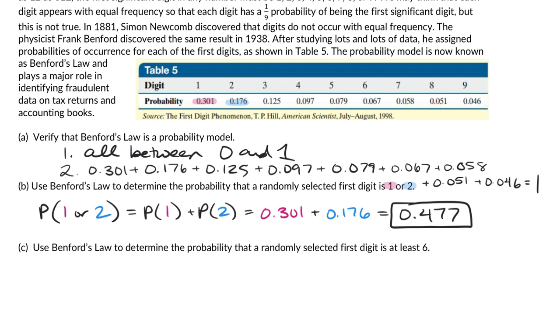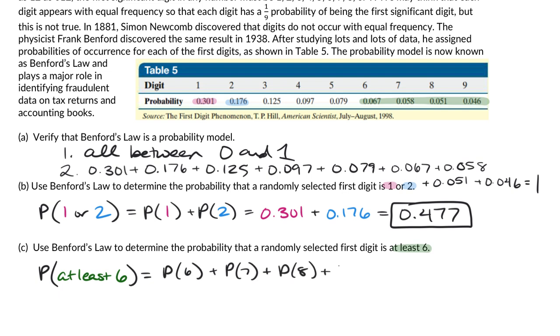We can also extend this addition rule to more than just two things. So if I was looking to see the probability that a randomly selected first digit is at least 6, that means I'm looking to see if it is 6, 7, 8, or 9. Those are all at least 6. So the probability that we are looking for something that is at least 6 will be the probability that it is 6 plus the probability that it is 7 plus the probability that it is 8 plus the probability that it is 9, because those are all disjoint events. They can't occur at the same time.